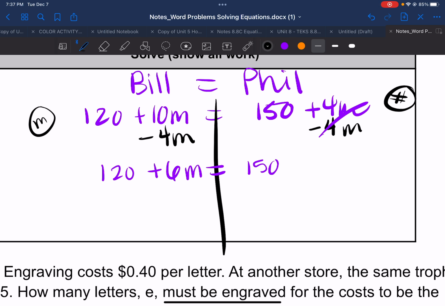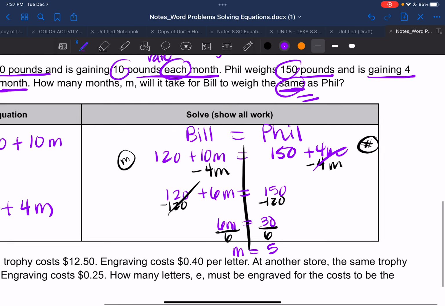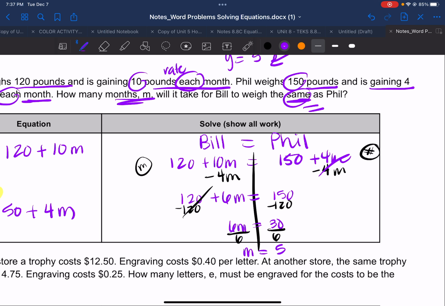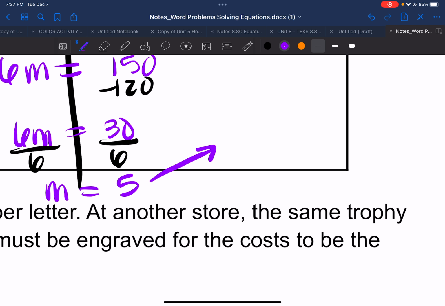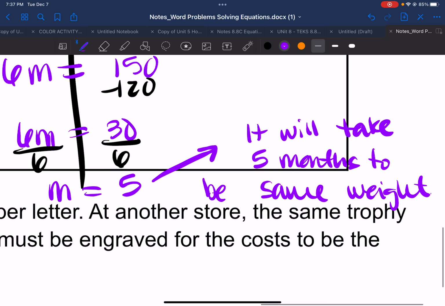All right, keep solving for M. This is my M side, so I need to get rid of this 120, minus 120. So that goes away. What do I have left here? 6M equals 30. Keep going. Divide by 6, because that's the number in front of my M. M equals 5. So what does the question ask? How many months will it take for them to be the same weight? So this means it will take 5 months to be the same weight. Good job.